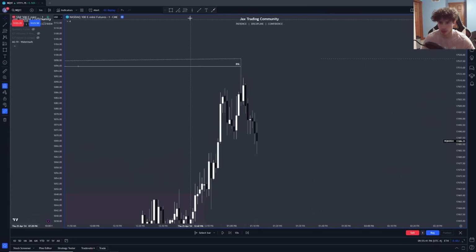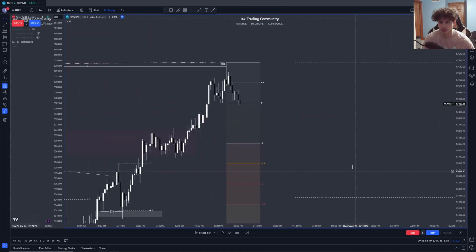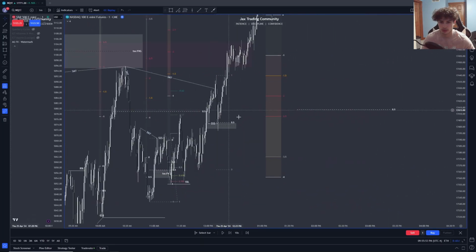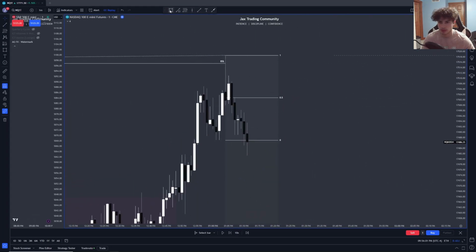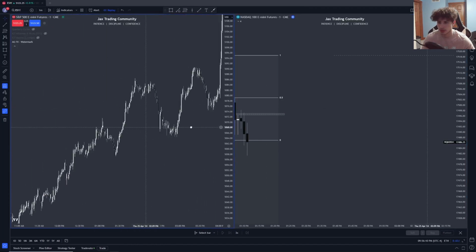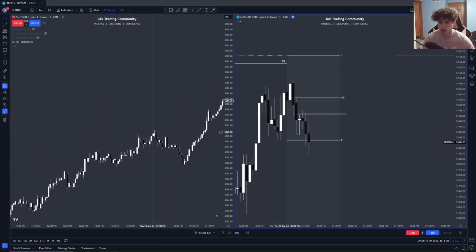This also does look like a pretty good manipulation leg. So here would be standard deviation, which 2.5 does match up with this, but we'll see what happens still, right? If this was your entry, this would be your first entry right here. And let's see if there is an internal SMT. There is no internal SMT.